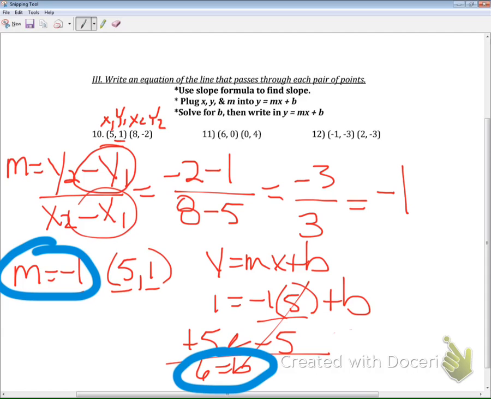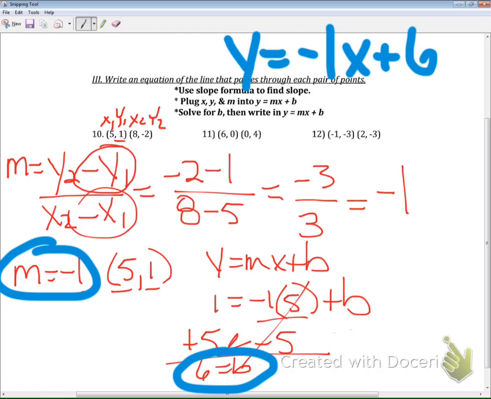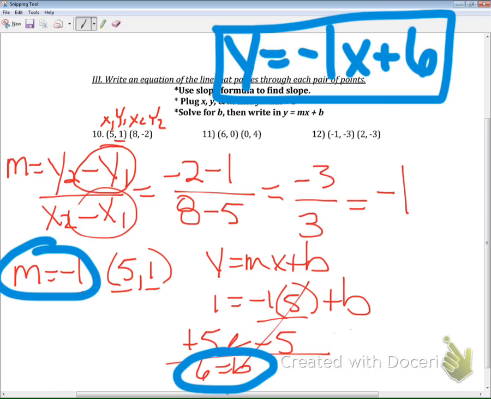y is equal to -1, that's our slope, x, and our b value, so plus 6. If that is a positive 6, you do need to write that plus sign. I see a lot of people that just write 6 there and forget the sign. Sometimes you'll have a negative. So that's your final answer for number 10.